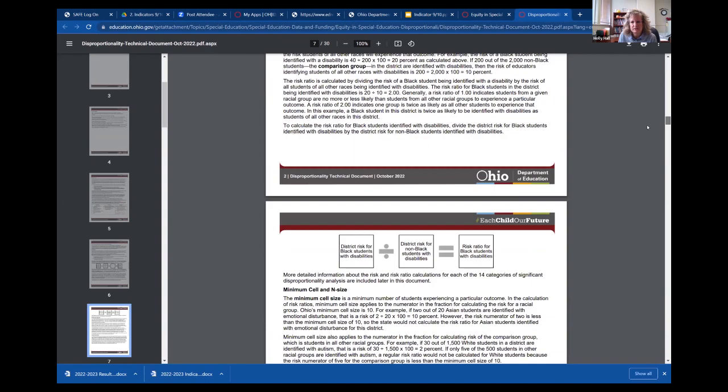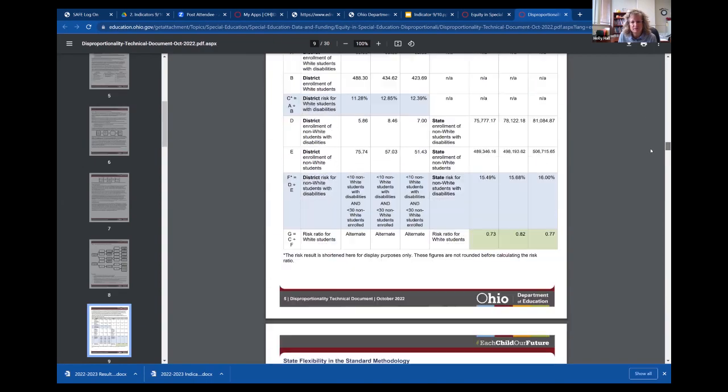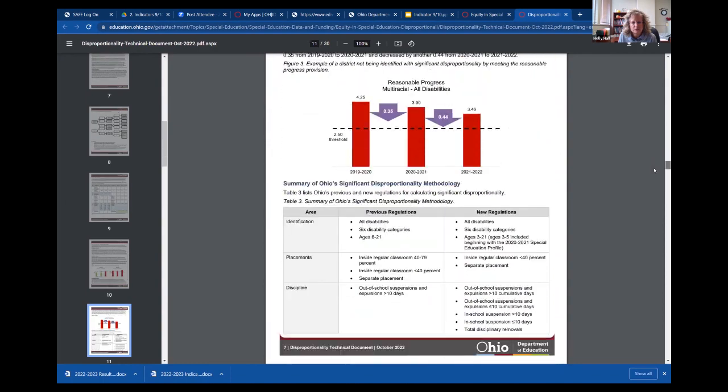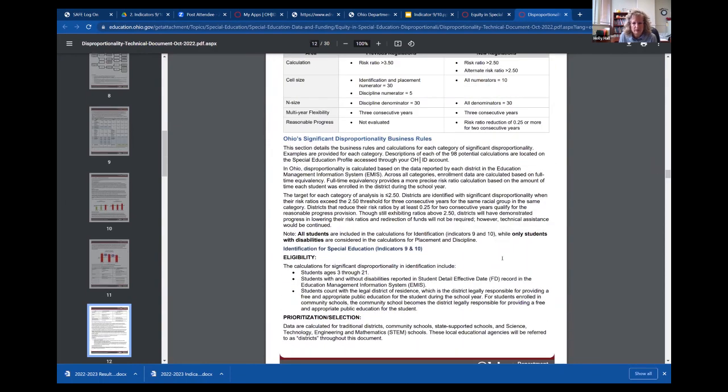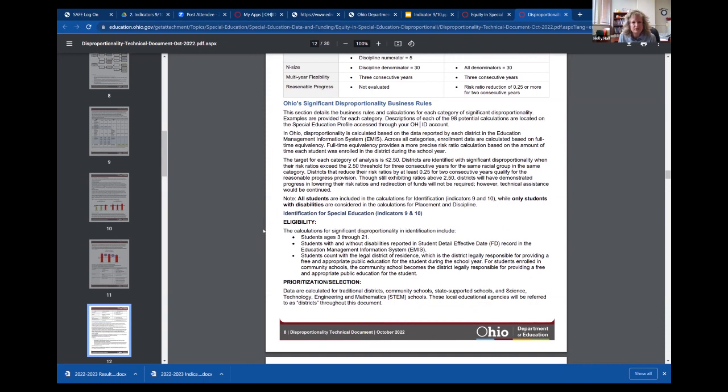This technical document gets more deep in the weeds of the specific calculation. And as I scroll further here, you can see under eligibility, the calculations. So again, students 3 through 21. We're looking at, for this particular aspect of disproportionality, students with and without disabilities, and then students counting with their legal district of residence, which is the district legally responsible for providing FAPE, or a free, appropriate, and public education, during the school year. So in case there are questions, you have that.